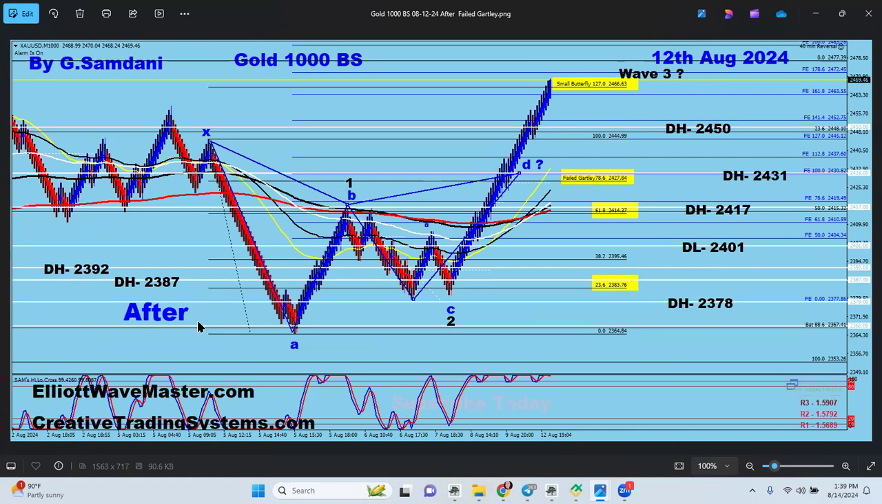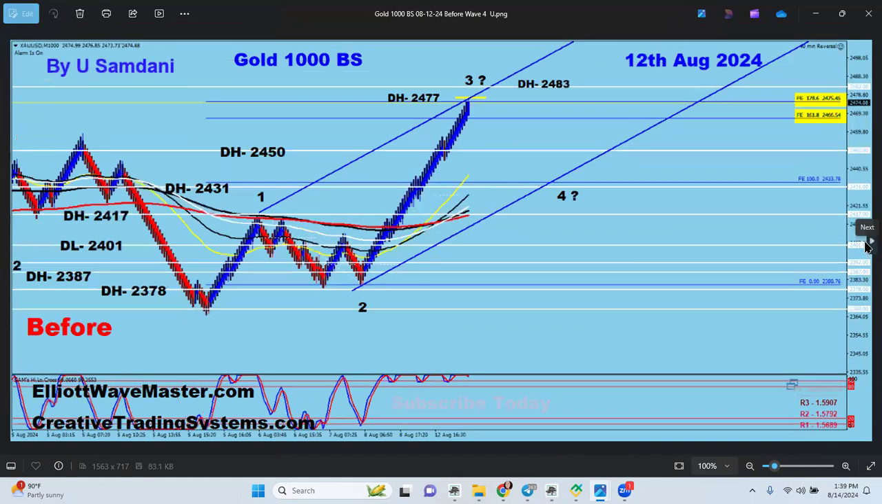This is an after chart. After means what happened from my before chart, where the target was going to be this, and we went there nice and clean, right? And now, remember in our last video, I said that this is where the game is over to the upside and we're going to drop, and I will make a new chart. Remember that? And this is the chart that I made.